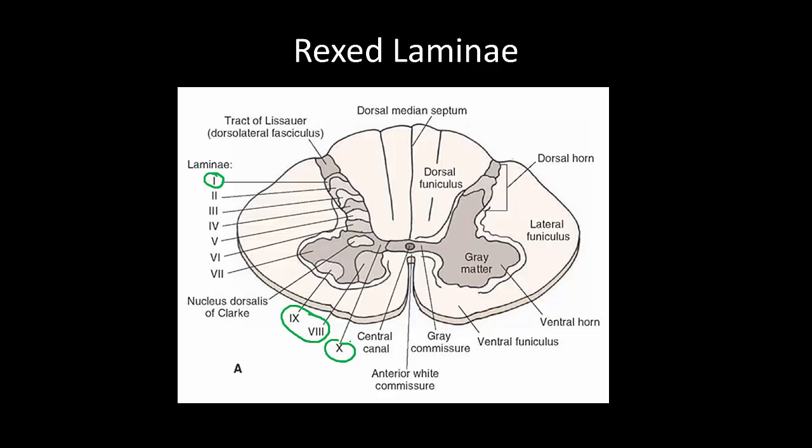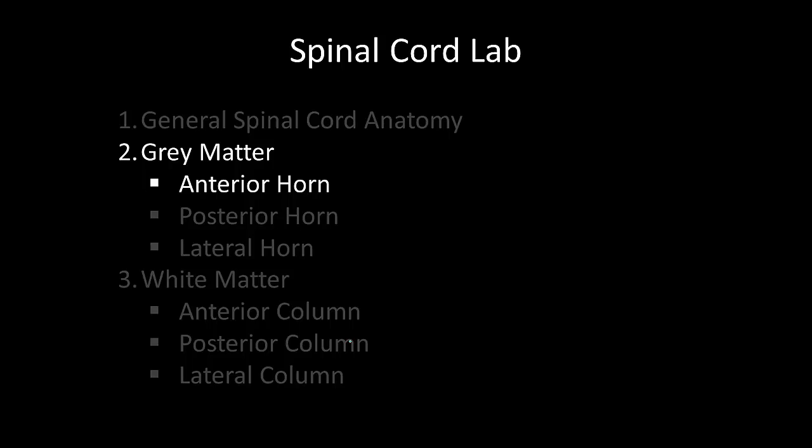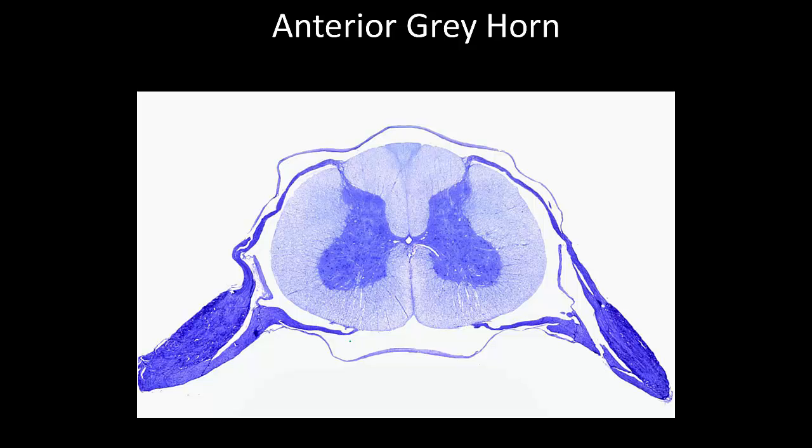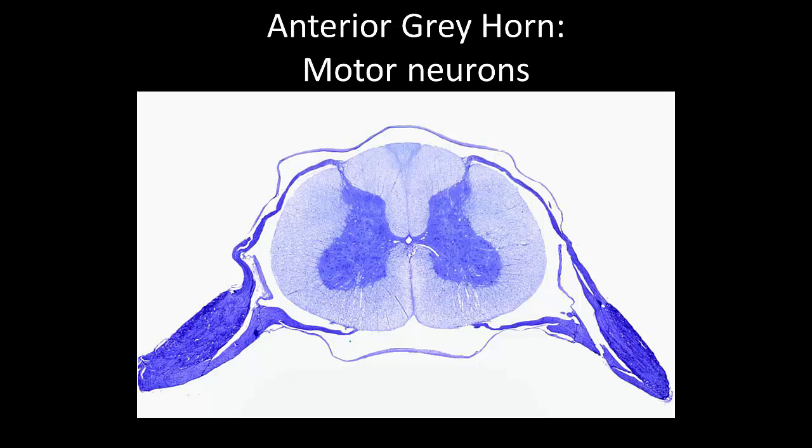We can also divide up the gray matter by different nuclei that are present within it. Some of these nuclei are spanning across multiple Rexed layers, and some of them are just confined to a specific Rexed layer. So within the anterior gray horn, we have a large amount of multipolar motor neurons. And these alpha and gamma motor neurons are exiting through the anterior rootlets and roots to travel to innervate skeletal muscle fibers and intrafusal muscle fibers.